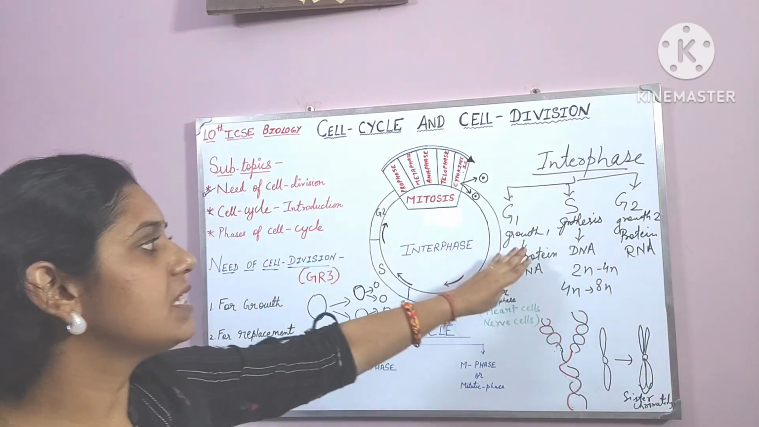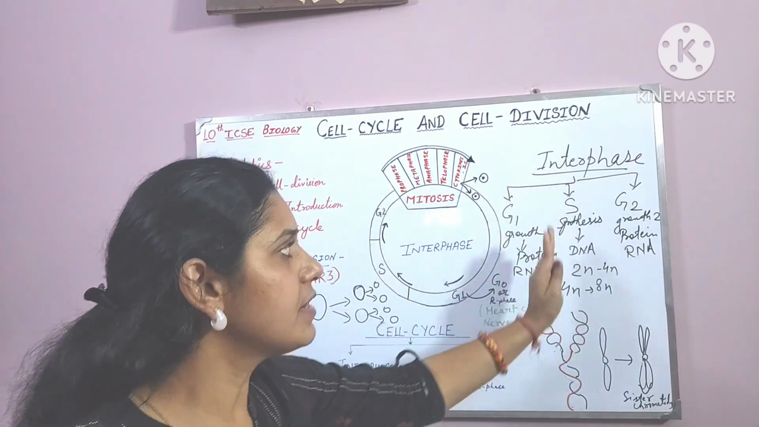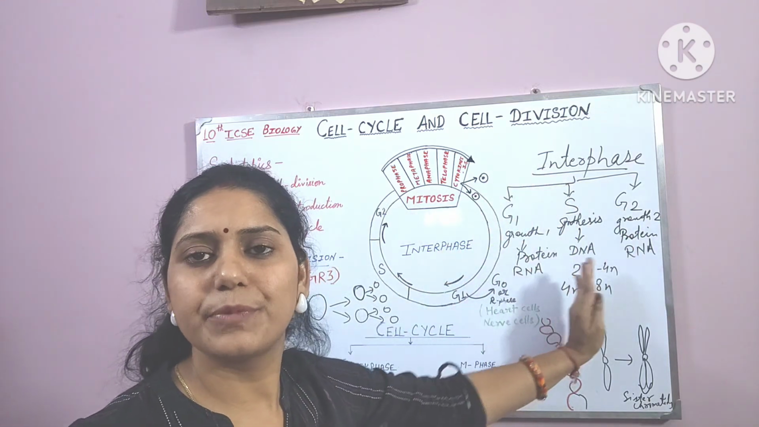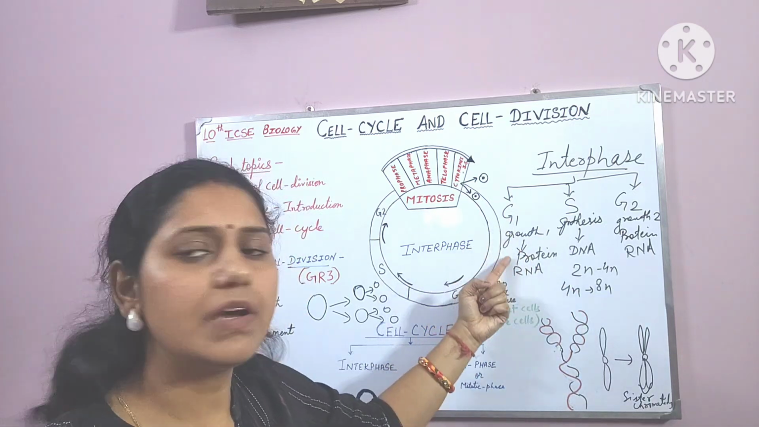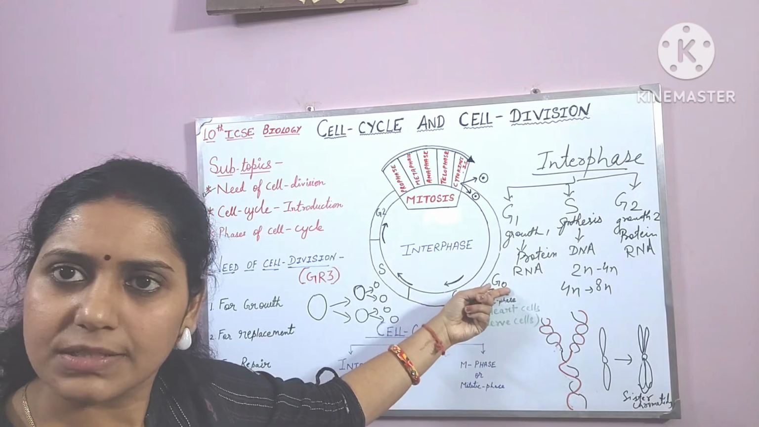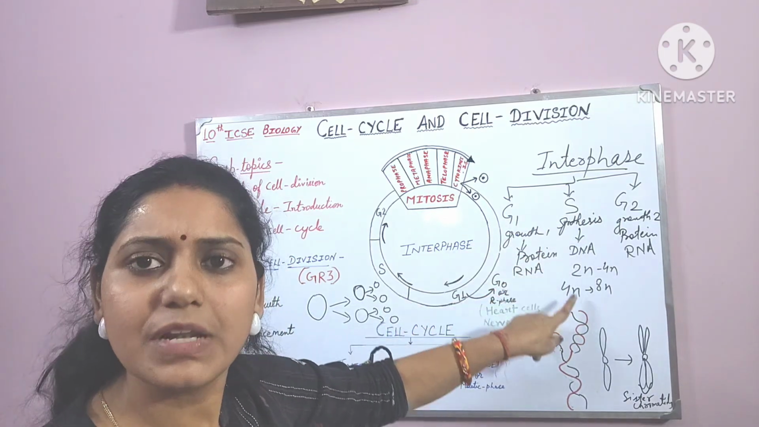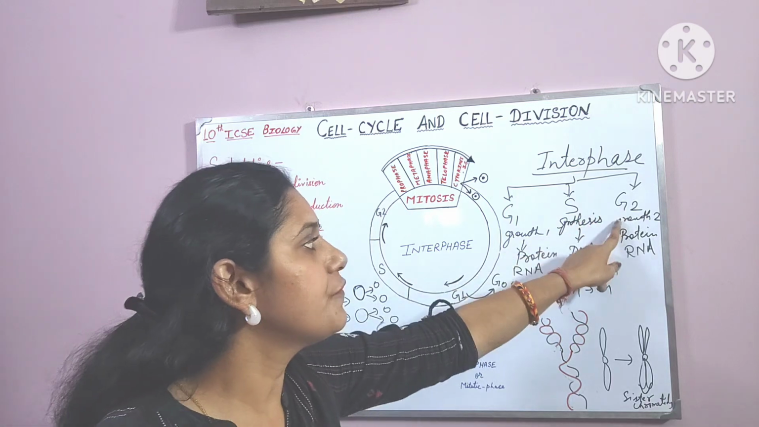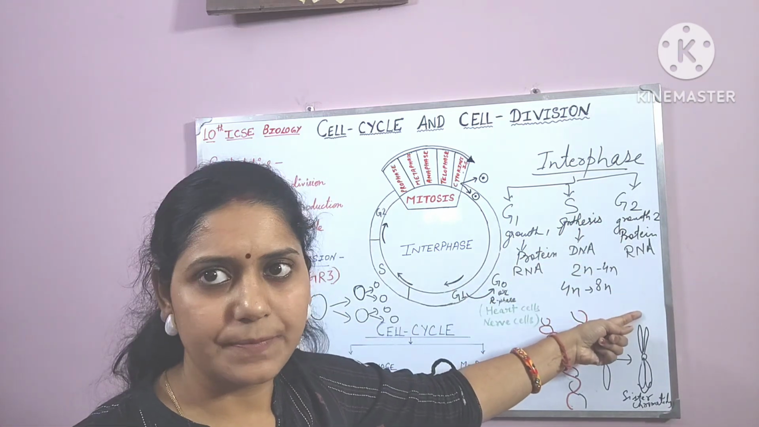Got it? So these 3 are the phases of interphase. At different stages, different preparations take place. G1 phase, that is growth 1 phase, protein and RNA will be synthesized. S phase, that is DNA will be synthesized. G2 phase, again more protein and more RNA will be synthesized.